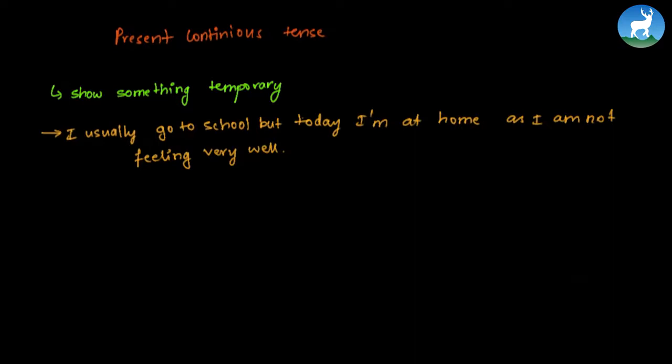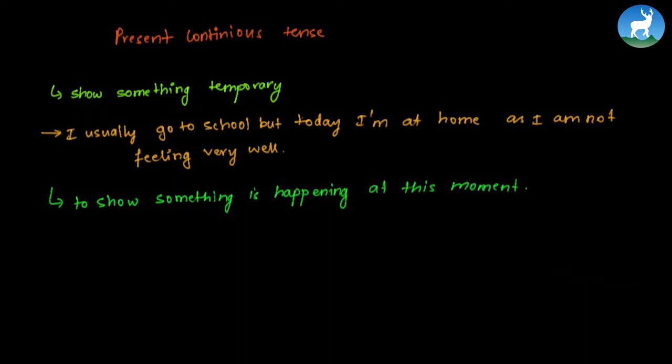We can also use present continuous tense to express the idea that something is happening now, at this moment, right now. For example, I am writing at this moment. He is learning. This is happening in the present. Right now, I am writing and you are learning. So, we use the present continuous tense. It's happening at this moment.